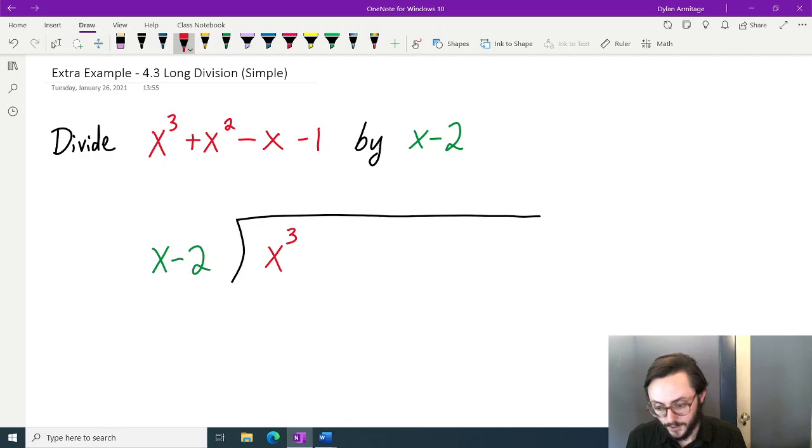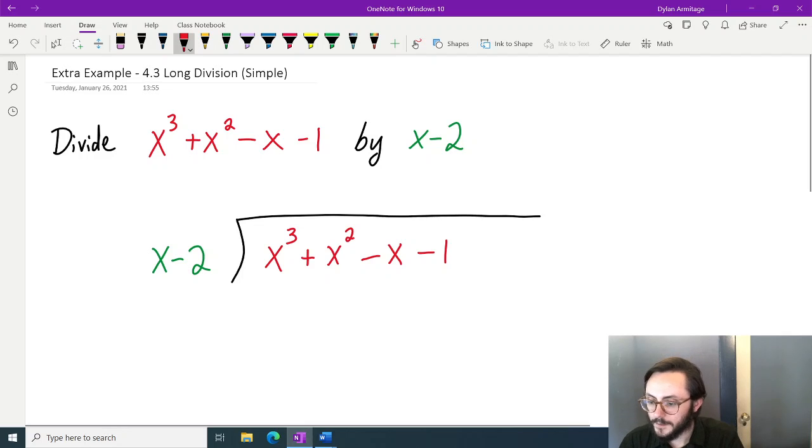So x to the third plus, after 3 comes 2, so x to the second. After 2 comes 1, which means minus x, secretly a 1 exponent. And after 1 comes 0, or the constant term.